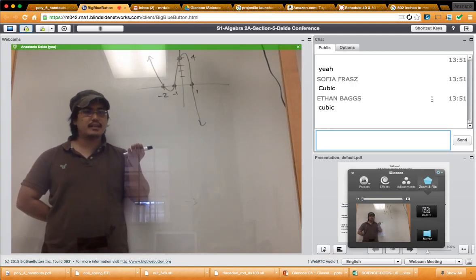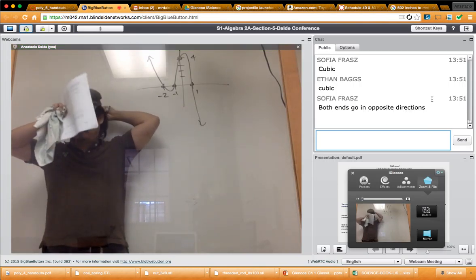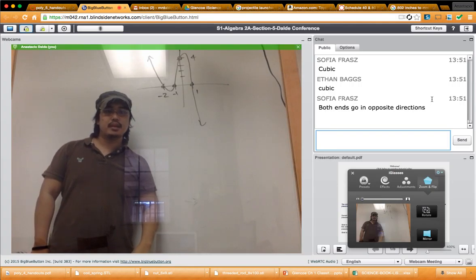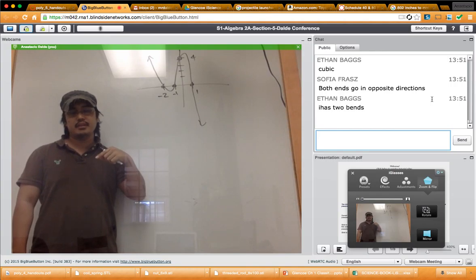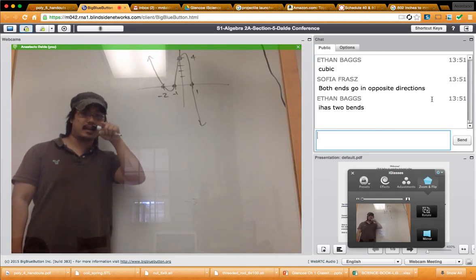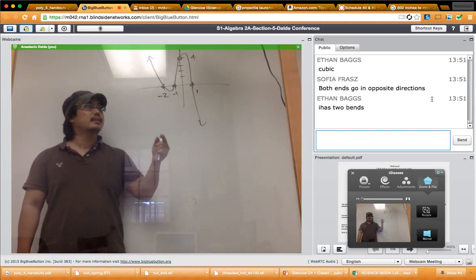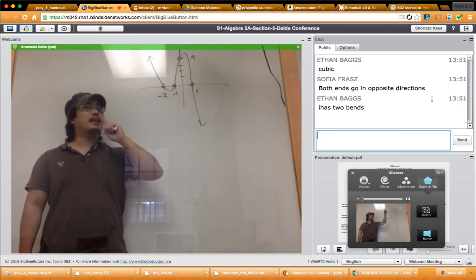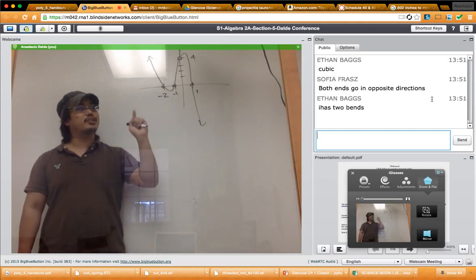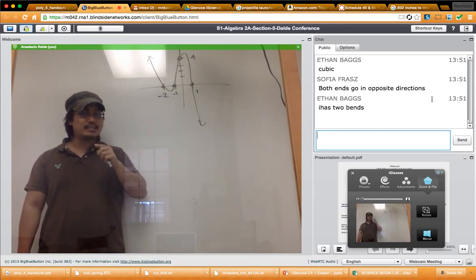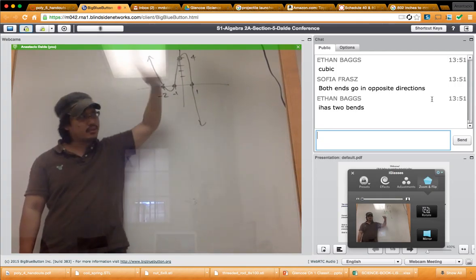Cubic. And you guys got cubic because why? I'm just curious to know. Because both ends are in the opposite direction. I like that. Yeah, because it has 2 bends. I like that a lot. So it's not a linear function because a linear function doesn't have any bends. I would say yes, the easiest function this could be is a cubic function, because it can't be a quadratic. Quadratics kind of look like that, and this one goes up and down.